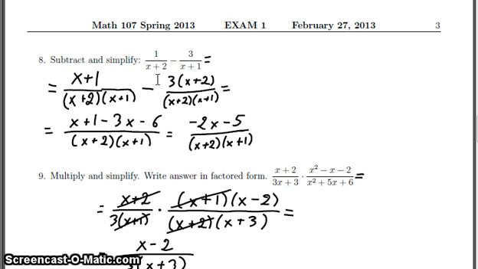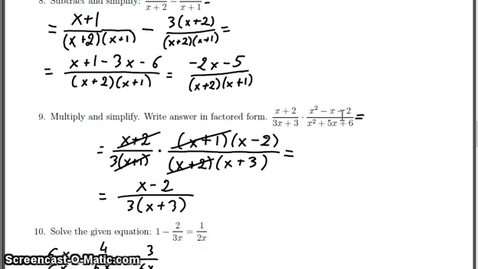And then you subtract the numerator, so you have to distribute the 3 over x and 2 and distribute the negative. So you have x + 1 - 3x - 6. Combine like terms, and you have (-2x - 5) divided by (x + 2)(x + 1).